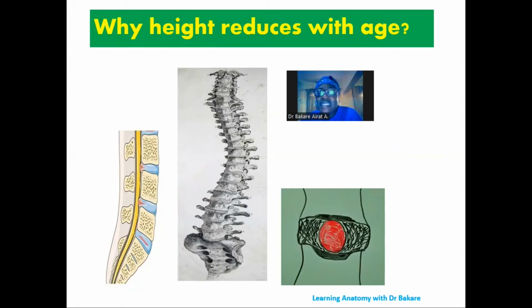Welcome. Let's look at this question. Why does height reduce with age? There are a number of reasons why the height of the human body tends to reduce as we age, but the most significant of them all is attributed to the fact that the intervertebral discs tend to undergo some form of transformation as we age.